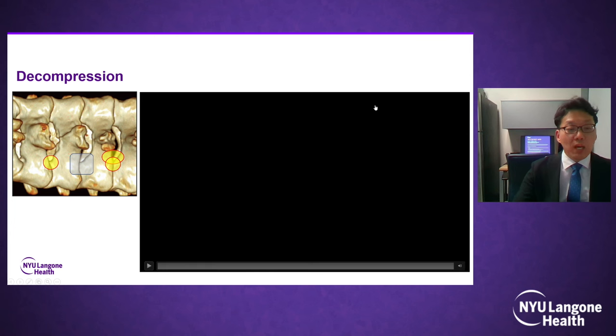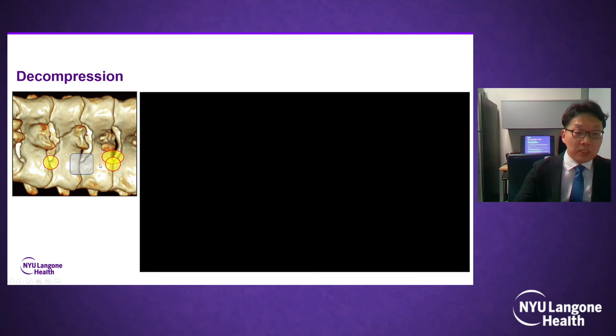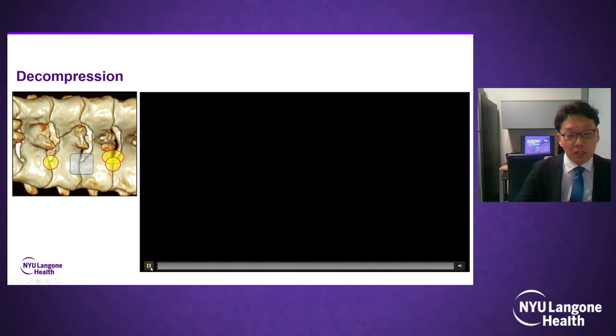And next, when we are doing decompression, theoretically, posterior cervical foraminotomy is keyhole surgery. So we must make a round hole. But for the novice, it is recommended to make a pear-shaped laminoforaminotomy. This makes no instability, no difference from the keyhole in terms of instability. So making a pear-shaped laminoforaminotomy is what I suggest.